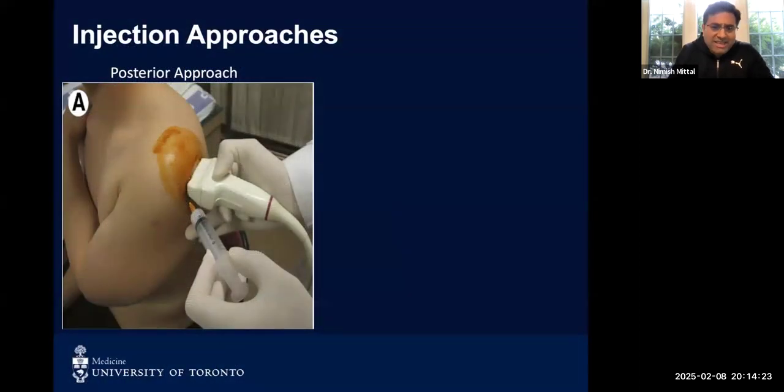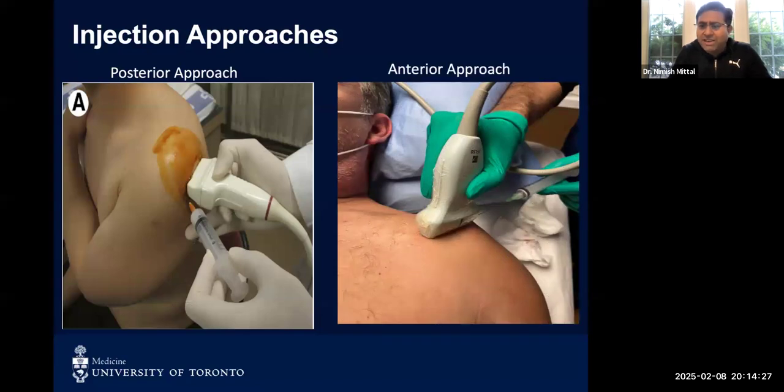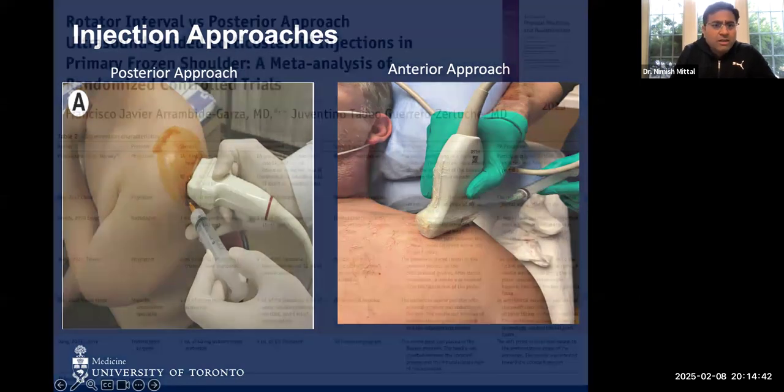Injection approaches, we've already said there's a posterior approach, which we use all the time. And now with the use of ultrasound, there's this anterior approach in which we target the rotator interval. In this approach, you could see I'm doing this from the lateral side. There's one way in which you could bring the needle from the medial side. There's another approach where you could bring the needle from the lateral side. And we're going to get into that in a little bit as well.